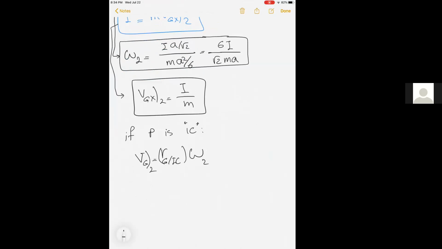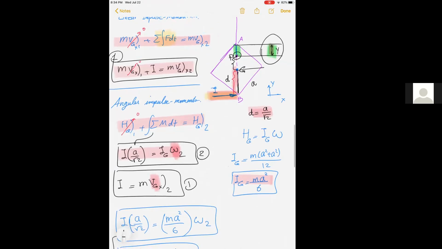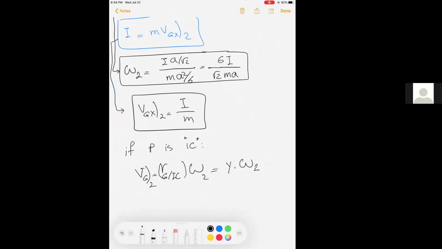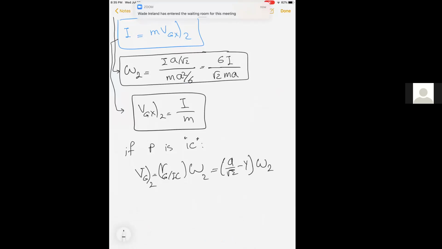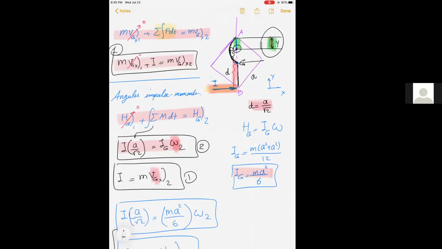So you just substitute. Actually, it's not y. This is your R, so it's going to be a minus y, or a by, let me just fix this. So it's going to be a over square root of 2 minus y times omega 2, right? Because if this is a over square root of 2 and this is your R_GIC, then R_GIC is going to be the difference of the two.